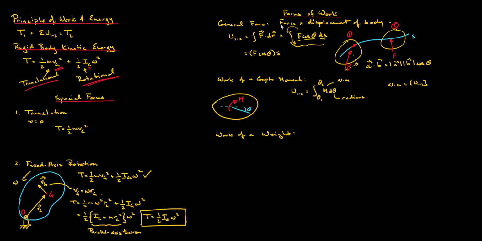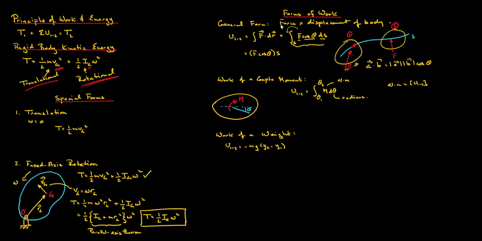Next, we turn our attention to the work done by a weight. I'm going to give you the general form, which is the work going from 1 to 2 of a weight is equal to the negative of mg (y2 minus y1). And I'll let you think about this for a while as I draw this out.